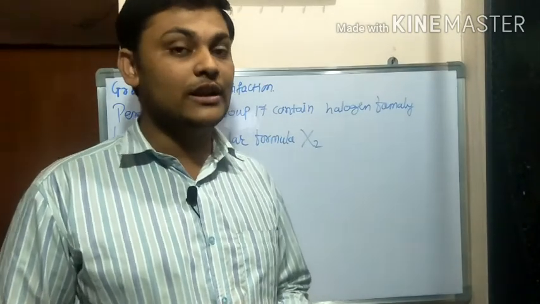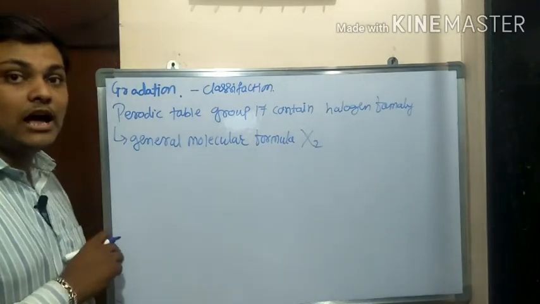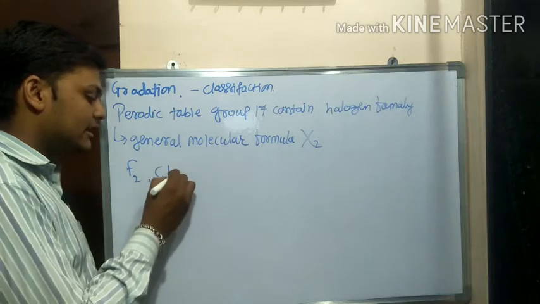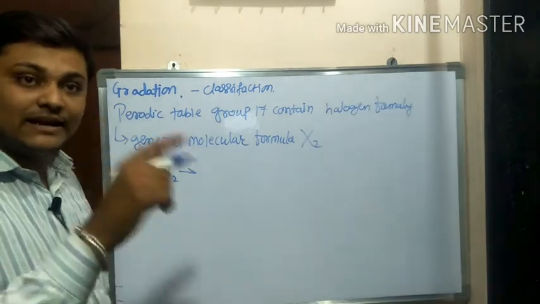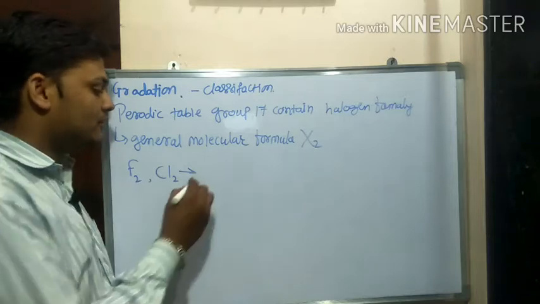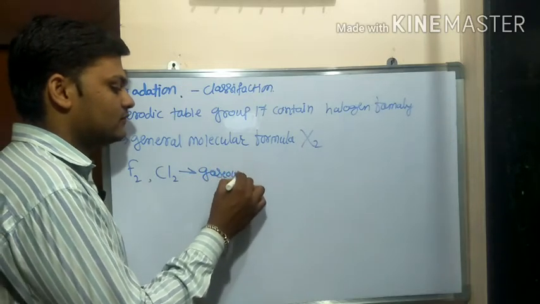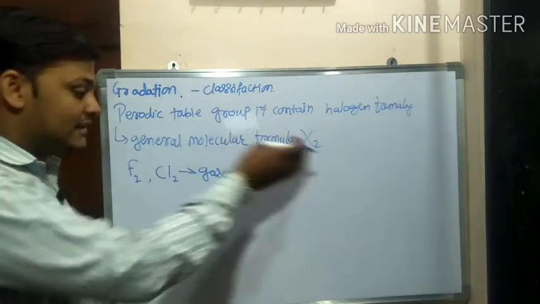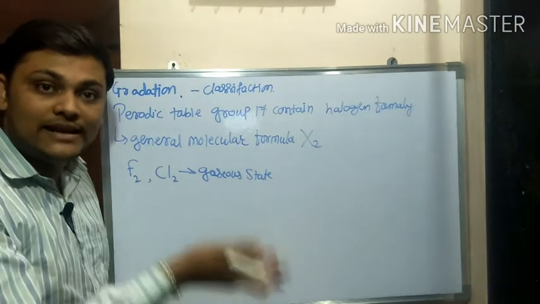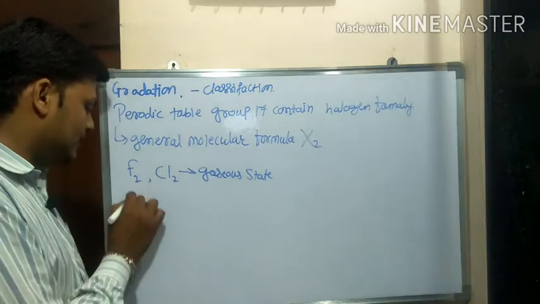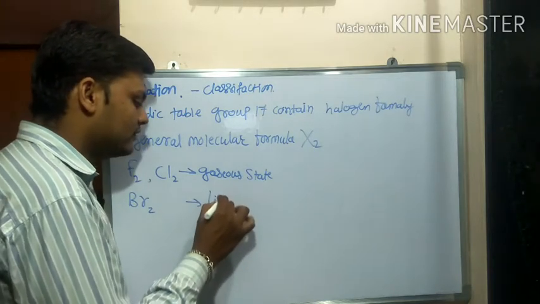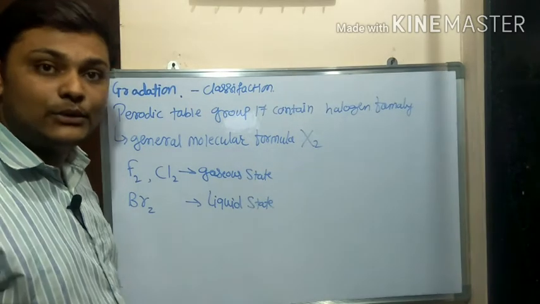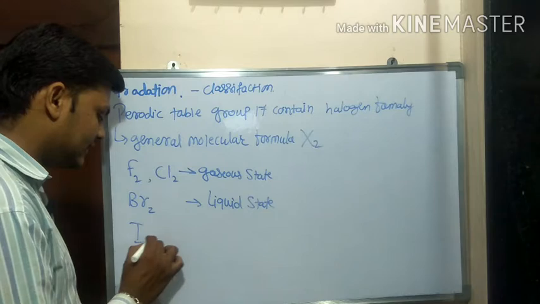Thus fluorine and chlorine are in gaseous state. Fluorine is indicated by F2 and chlorine by Cl2, which are present in that gradation table. These two are in the gaseous state, with general molecular formula X2, that's the reason F2, Cl2. Next, bromine, which is in liquid state, so Br2 is liquid. And last, iodine. Iodine is in solid state, that is I2.